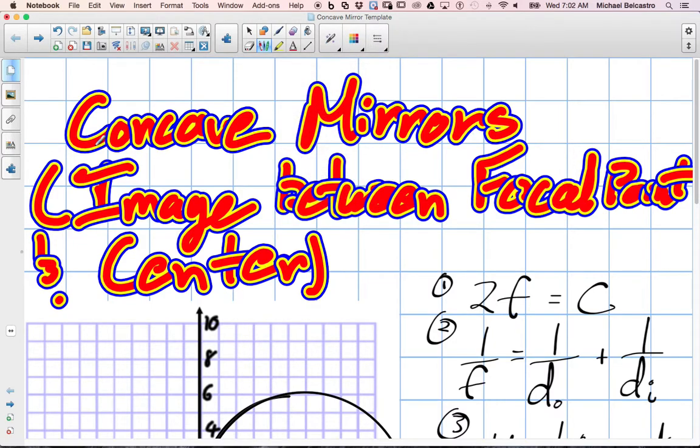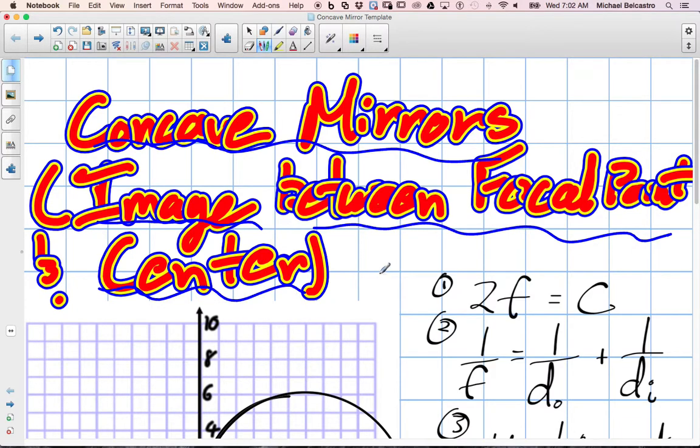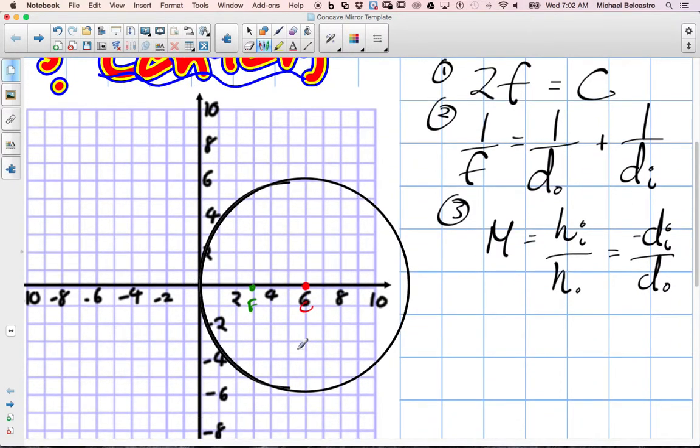We're going to look at concave mirrors, and we're going to focus on when the image is between the focal point and the center. So for a concave mirror, it's essentially a spherical mirror, this being the center and the focus point, or focal point, being halfway from the center to the outside.